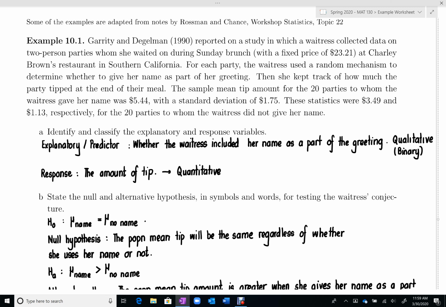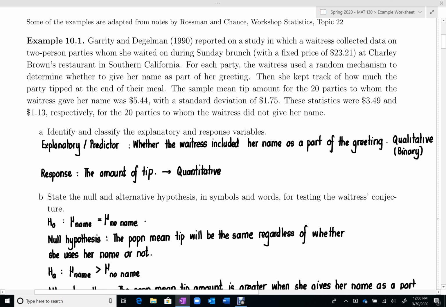Right, so this was reported by Garrity and Degelman in 1990, where a waitress used a random mechanism to determine whether to give her name as a part of a greeting, and then she kept track of how much the party tipped at the end of their meal. So she picked out a sample of 20 parties to whom the waitress gave her name, right, and 20 parties to whom the waitress did not give her name.